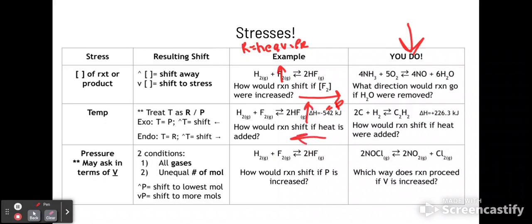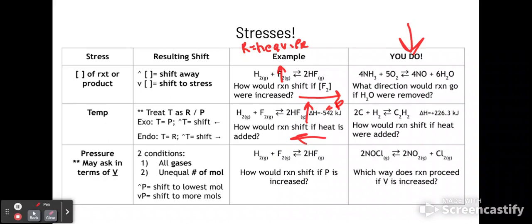So that will cause you to shift left. Okay. And then pressure is the last one that we look at here. And I may ask you in terms of pressure. I also could ask you in terms of volume. So be prepared for that. So there are two conditions that we look at here.